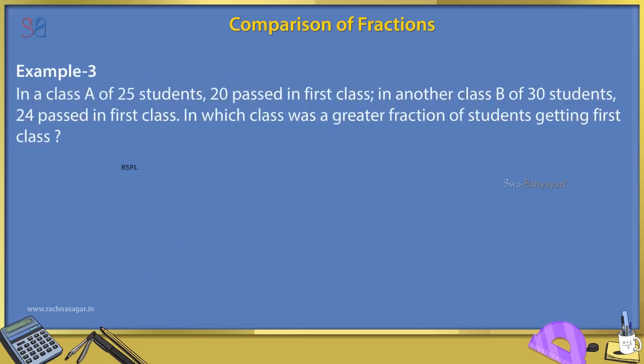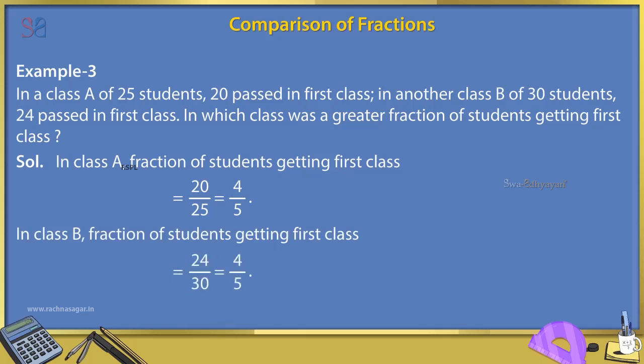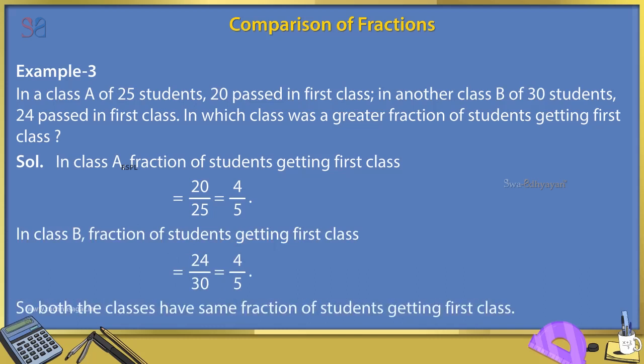Example 3. In a class A of 25 students, 20 passed in first class. In another class B of 30 students, 24 passed in first class. In which class was a greater fraction of students getting first class? Solution: in class A, the fraction of students getting first class is equal to 20/25, which is equal to 4/5. In class B, the fraction is equal to 24/30, which is equal to 4/5. So, both the classes have the same fraction of students getting first class.